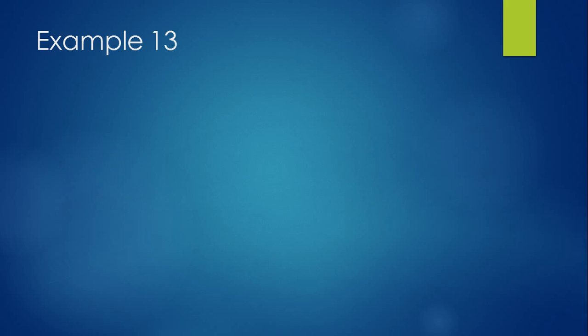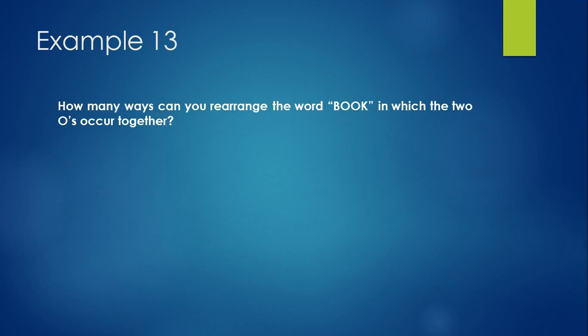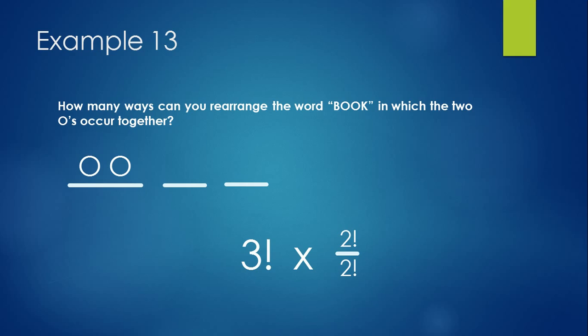How many ways can you rearrange the word BOOK in which the two O's occur together? The two O's should always occur together, so let's consider them as one element. There are 3 positions, so it will become 3 factorial. Considering the arrangement of the two O's, it will become 3 factorial times 2 factorial over 2 factorial, which is equal to 6 ways.